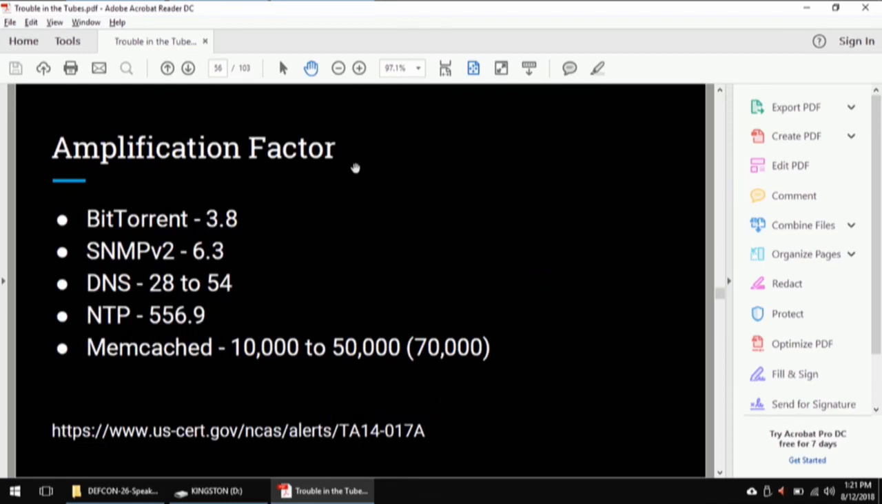All right, so according to US CERT, Memcached has a 10,000 to 50,000 bandwidth amplification factor. We just showed it can be 70,000. It seems to be some area of debate how effective this is, but as you can see, no matter what, it's a very effective attack.